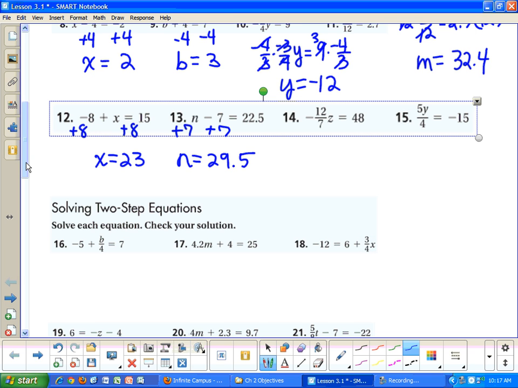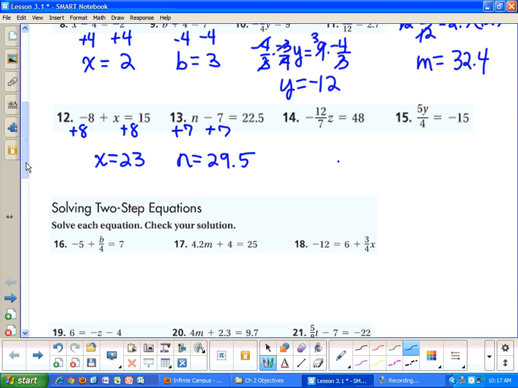For number 14, we are going to multiply both sides by the reciprocal, which is -7/12. And when we do that, -7/12 times -12/7 is 1z. And let's see, we can do 48 divided by 12 here. That's 4, and 4 times -7 is -28.